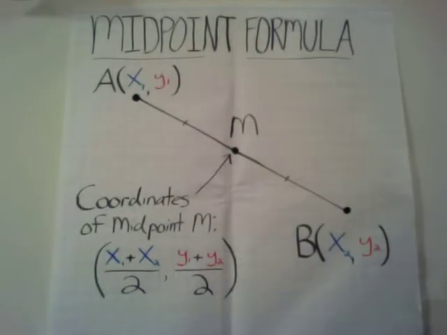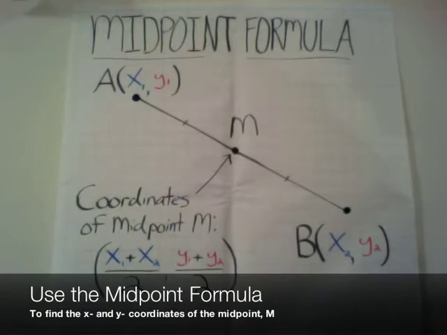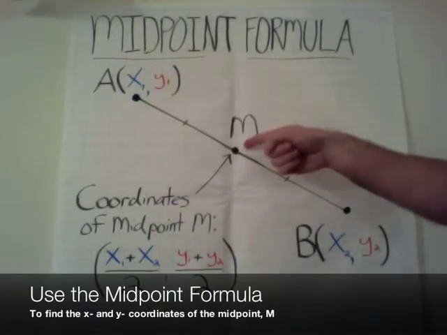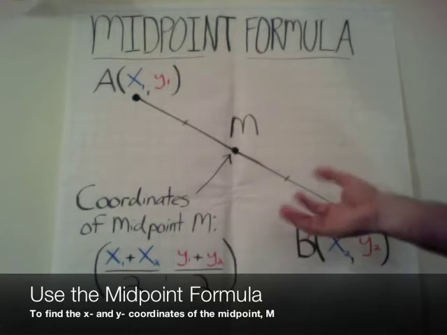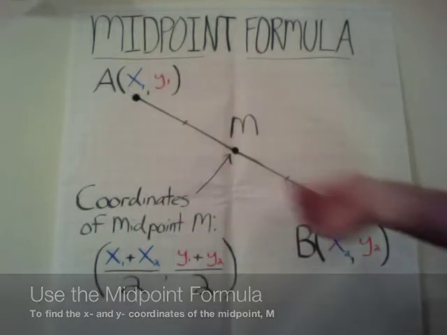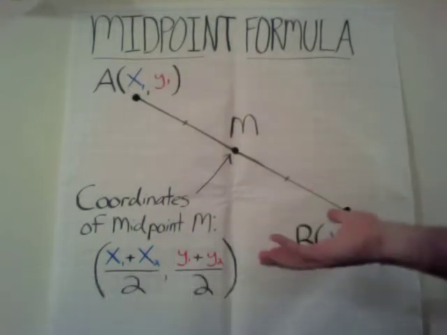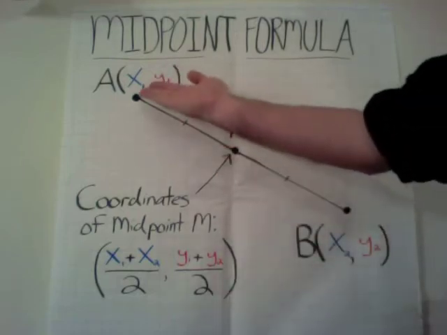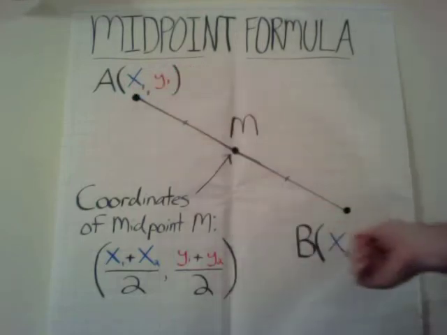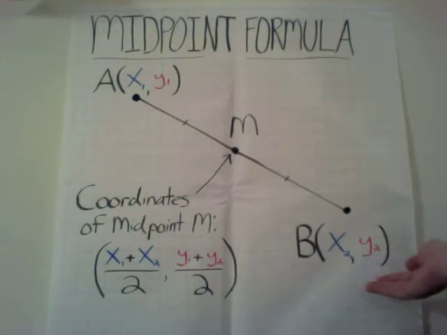Alright, so you're looking at the midpoint formula right now. You're going to use the midpoint formula when you're trying to find a point that's halfway between two other points. So in this example we have point A and point B. Now the coordinates could be anything, so I'm just going to give A the coordinates of x1 and y1, and B the coordinates of x2 and y2.